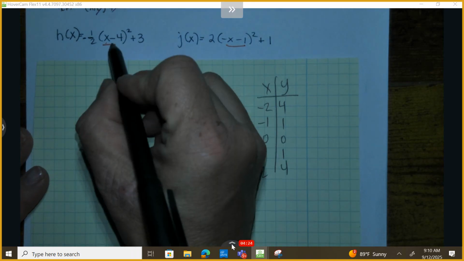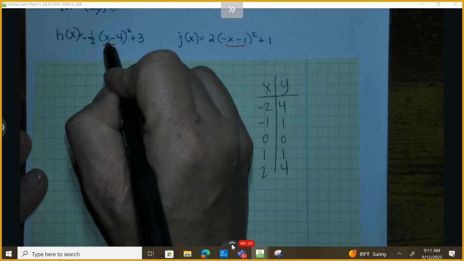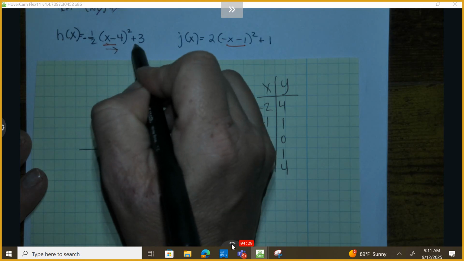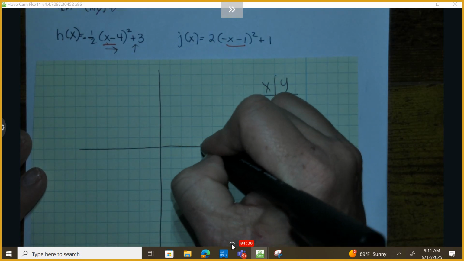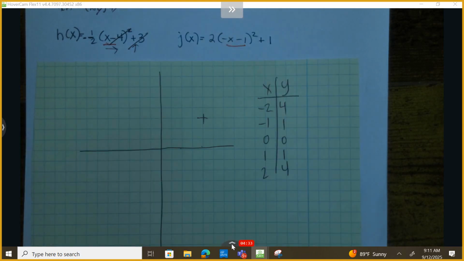What do I do first? I find if there's a horizontal or vertical shift. I'm going to go right 4 because it lies to us, and up 3, it tells the truth. Right 4 and up 3. I come back and cross them out.